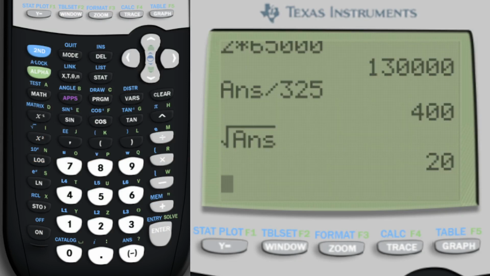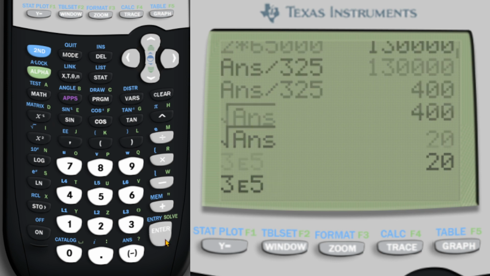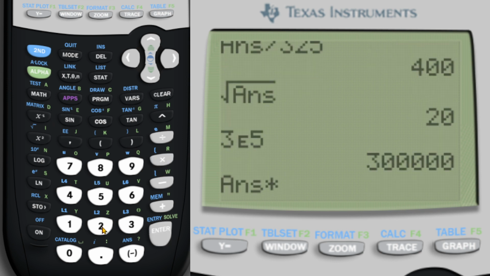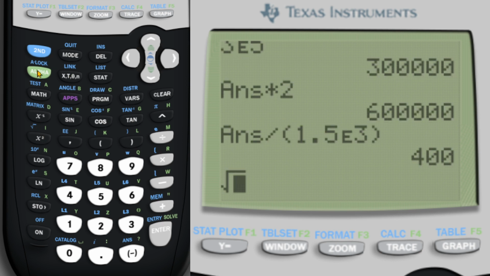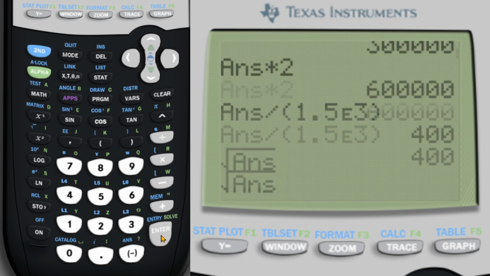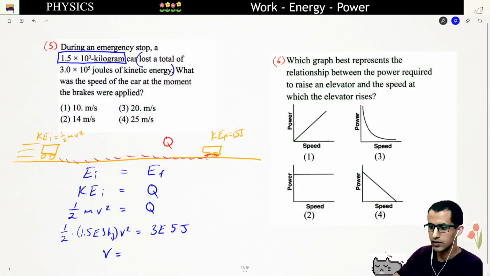And the answer is going to be 3 times 10 to the 5 times 2 divided by 1.5 times 10 to the 3rd for the mass. Then we take the square root of this value and we get 20. So the speed of the car initially was 20 meters per second, and so the answer is 3.